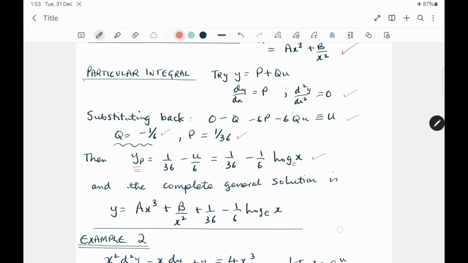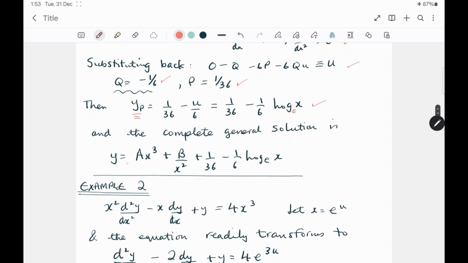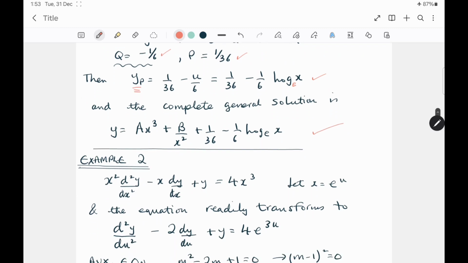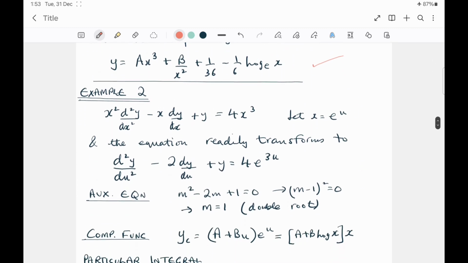Okay, and the complete solution will then be y equals a x cubed plus b over x squared plus 1/36 minus 1/6 log to base e of x. So that does the first example. We now move on to a second example, which is not dissimilar at all. Okay, and here it is, x squared d2y/dx squared minus x dy/dx plus y equals 4x cubed.